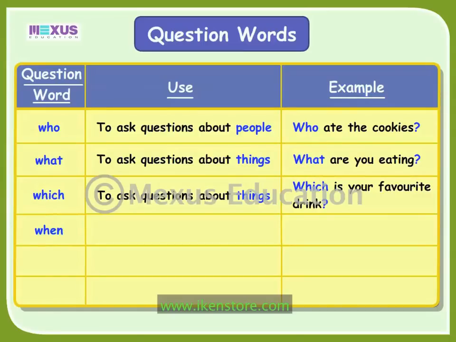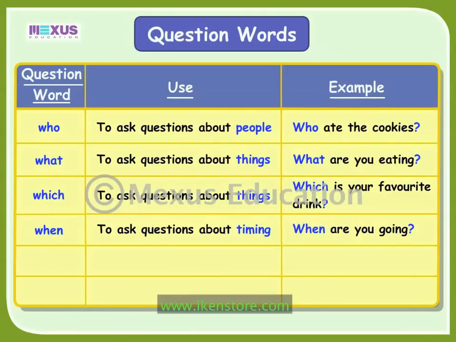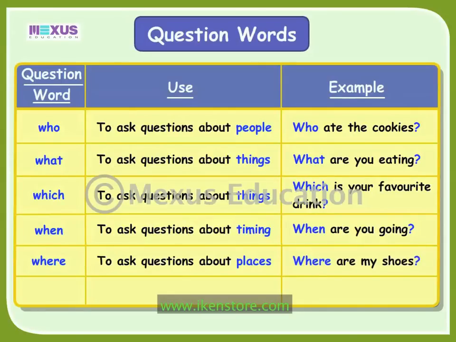When is a question word used to ask questions about timing of events. An example is when are you going? Where is a question word used when we ask questions about places. For example, where are my shoes? The question word why is used to know about the reasons behind something. An example of such a question is, why are you late?